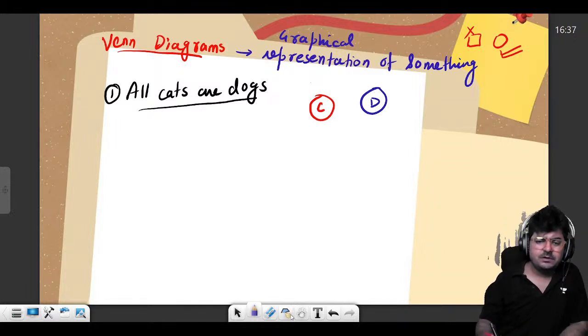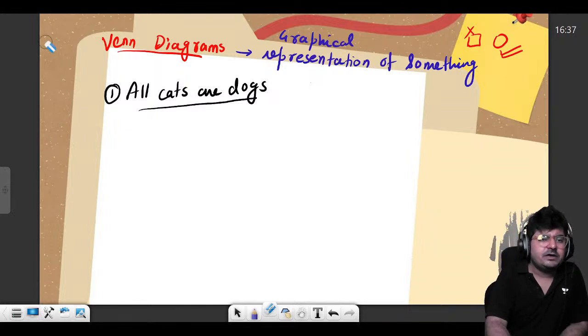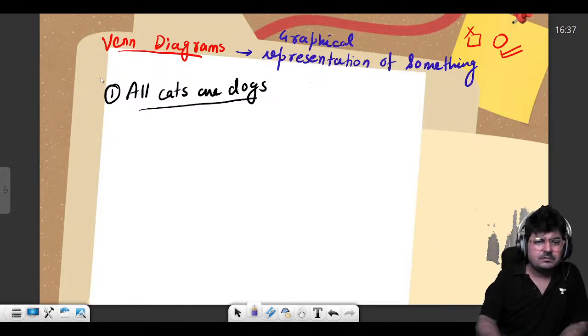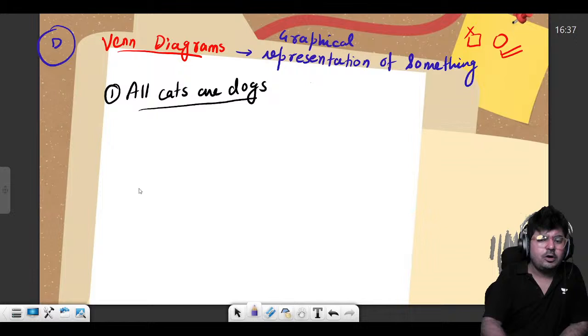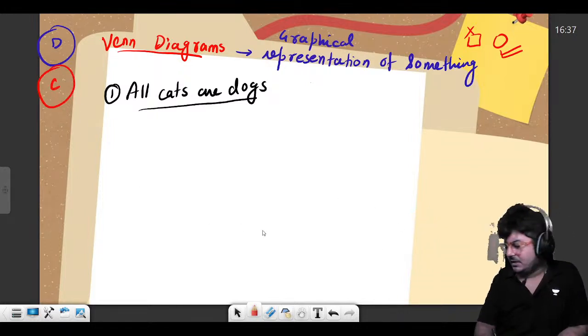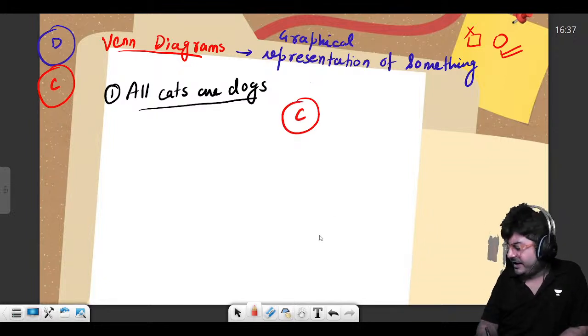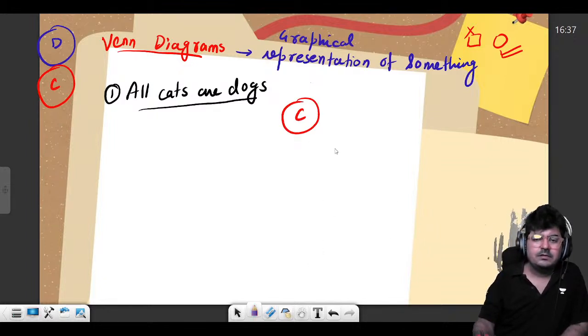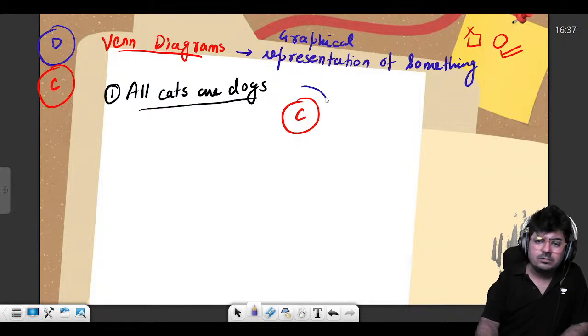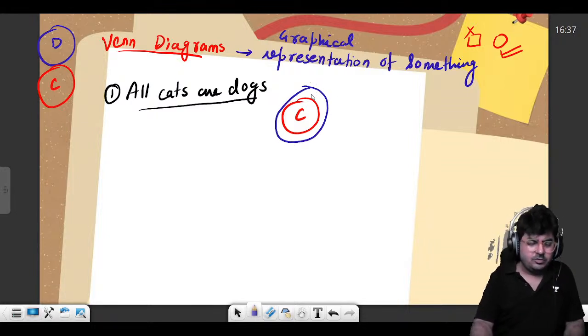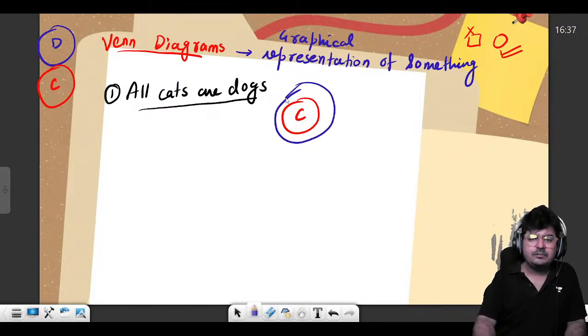Suppose, let me write it separately because this is going to be used a lot. Blue circle means dogs and red circle means cats. This is what we are going to use. So here, if all cats are dogs, you can think like this. This is the circle of the cats, and all cats are dogs, so you can draw this inside a blue circle.